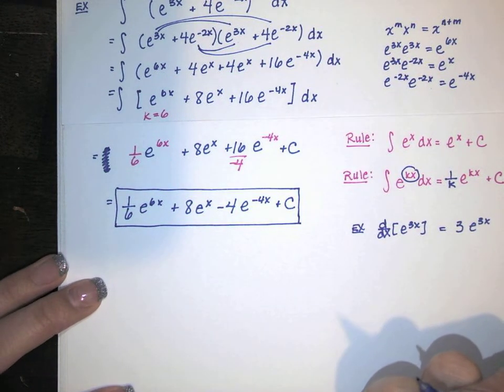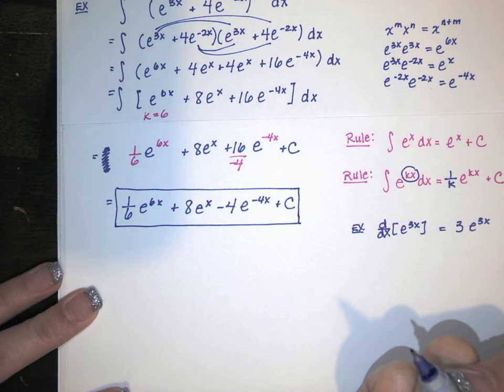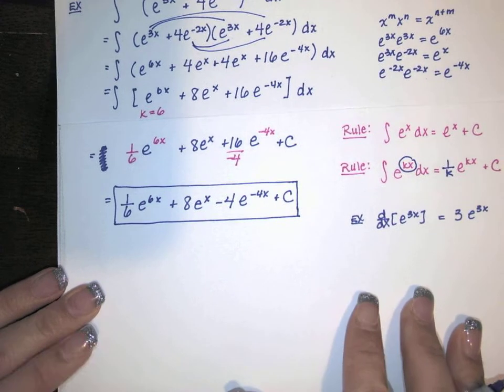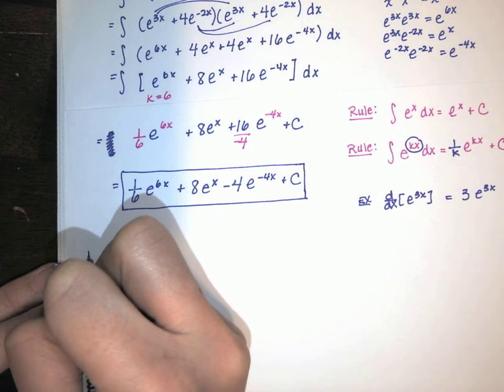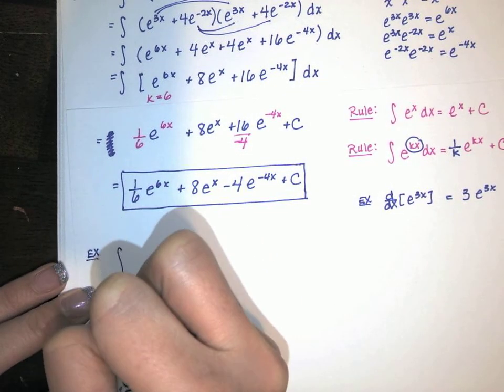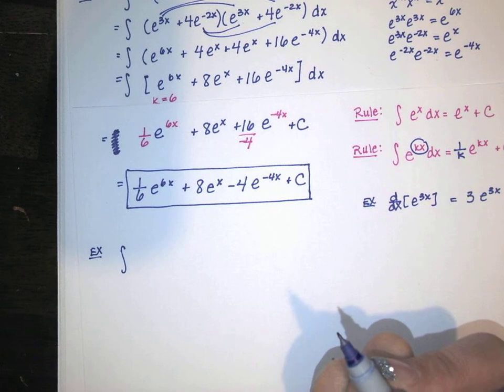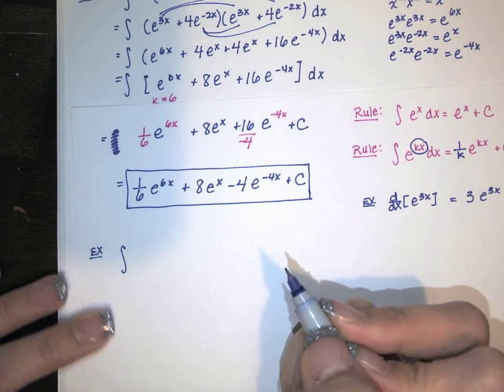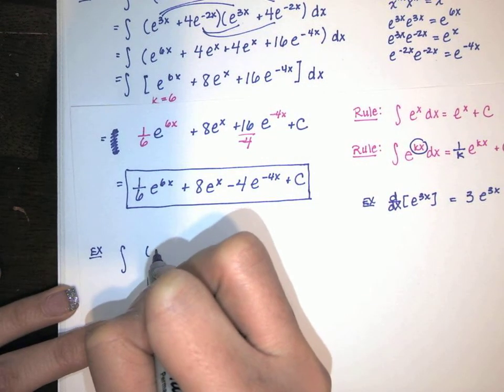There you go. And so we're done with that. Okay, one more. Now this is not just this rule, it's this rule combined with a different rule from another section. But let's say you had this.